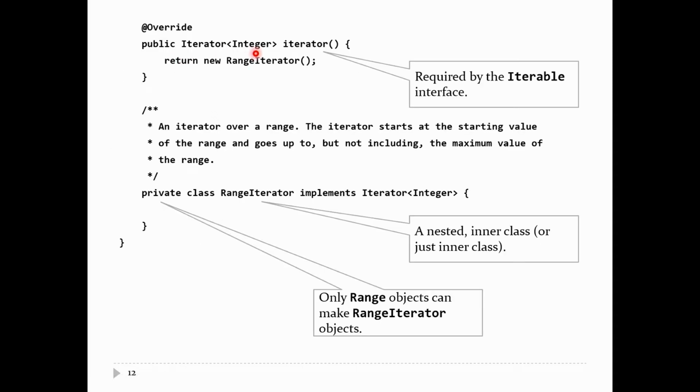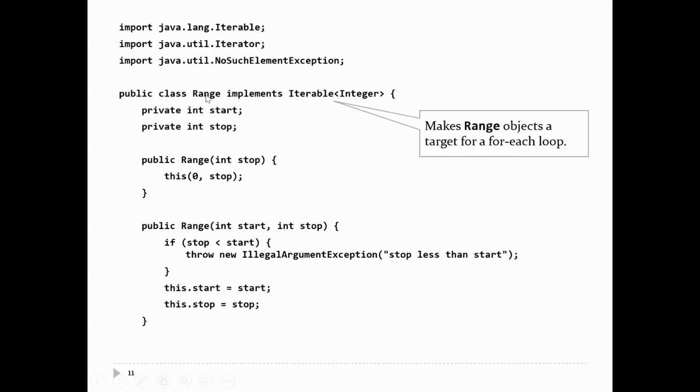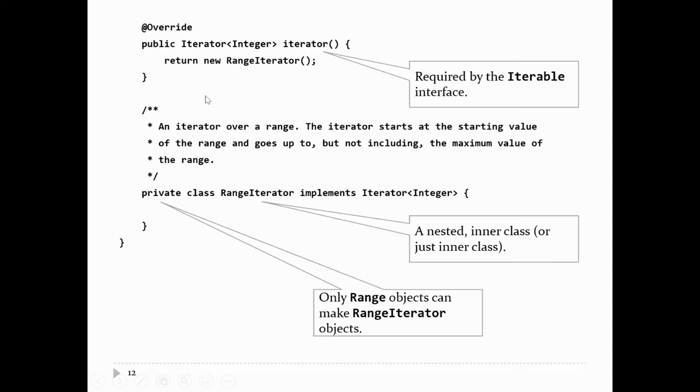So you're going to return an iterator that returns a value that's an integer value. And now I need to provide an iterator class. There is no iterator class in the standard library that's suitable for our purposes, so we have to roll our own. So I'm going to return a new RangeIterator, and inside the range class is the definition of the RangeIterator class.